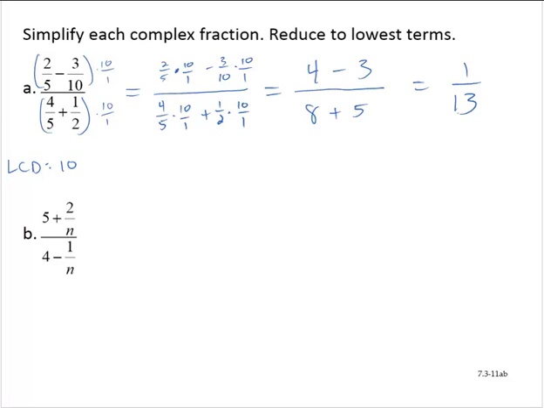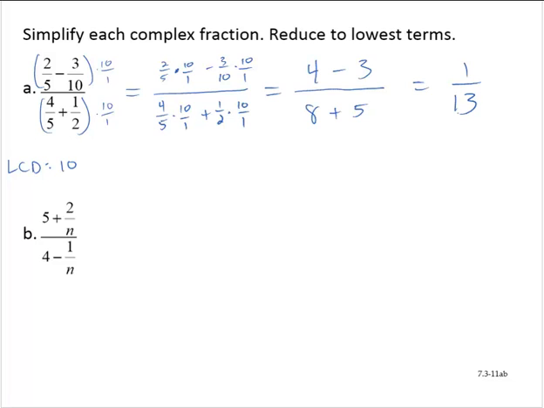Alright, so if you have a complex fraction where there are multiple terms in either the numerator or denominator, it's usually easier to use this technique instead of doing the additions and subtractions first and then the division. Alright, so let's see another example.